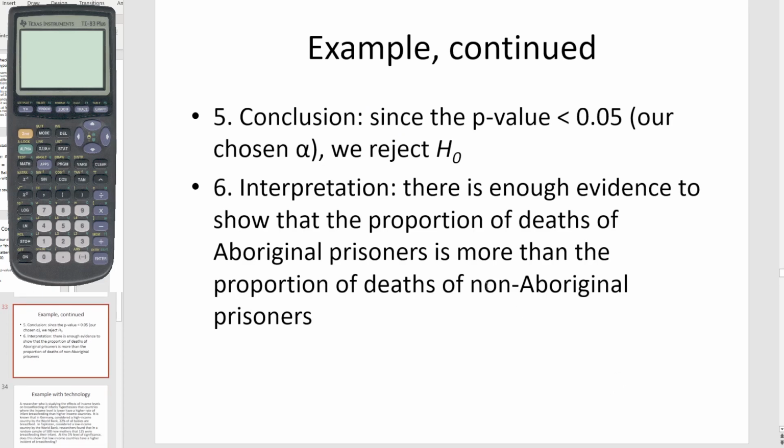Our conclusion here is that since the p-value is less than 0.05, we reject H0. This is because our chosen alpha value was 0.05. The interpretation here is that there is enough evidence to show that the proportion of deaths of Aboriginal prisoners is more than the proportion of deaths of non-Aboriginal prisoners.